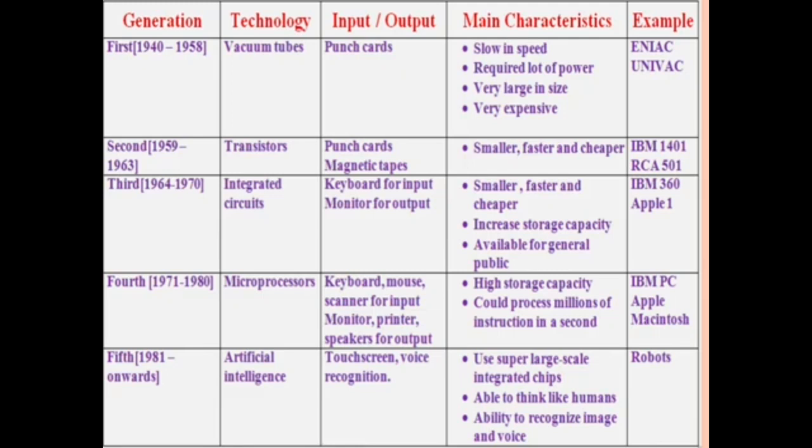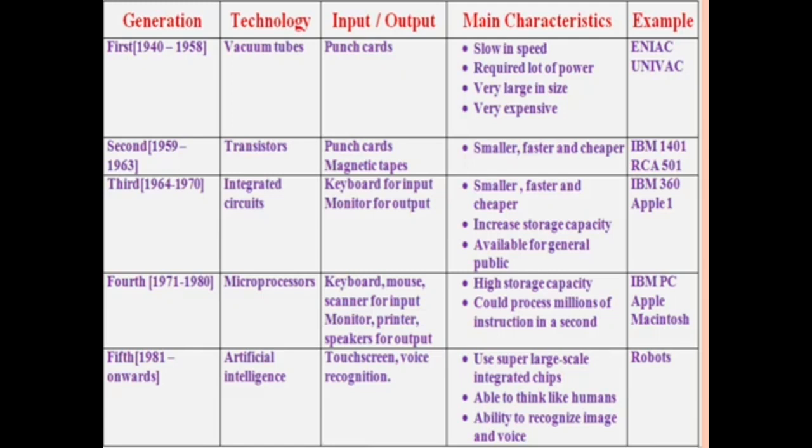The next one is third generation, 1964 to 1971 period. They used integrated circuits. Here they used a keyboard for input and monitor for output. It is smaller, faster, cheaper, has increased storage capacity and is available for the general public, that is, it is used for general purpose. So examples are IBM 360 and Apple I, examples of third generation computers.